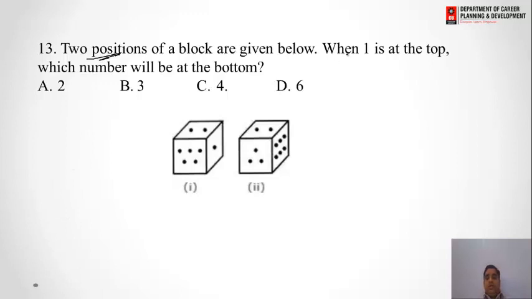Two positions of the blocks are given below. When 1 is at the top, which digit do we have at the bottom? So 1 shares its edges with 2 and 5. So 2 cannot be the answer and 5 cannot be the answer. Whereas 2 is having 6 on its clockwise direction. That means on the other side we have 6. Whereas on this anti-clockwise side we have 3. So the right answer is option number B for this question, because this 3 is now opposite to 1.